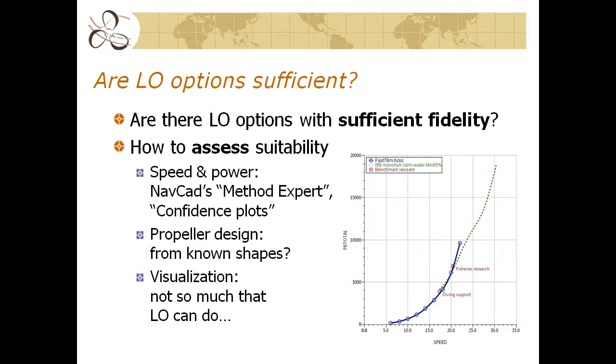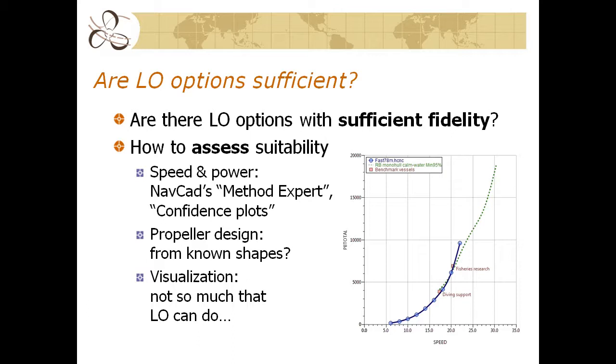Are lower order options sufficient? Can we get sufficient fidelity? And like we talked about, speed and power, propeller design, and visualization. Now, this plot here is interesting because when we talk about benchmarks, and we'll talk about how lower order tools can provide benchmarks for higher order tools, we can use a variety of different benchmark options. The end of this game is a reliable prediction of performance. Somebody's going to spend a lot of money buying an engine and building a propeller for this ship. So we need to make sure that our numbers are reasonable.